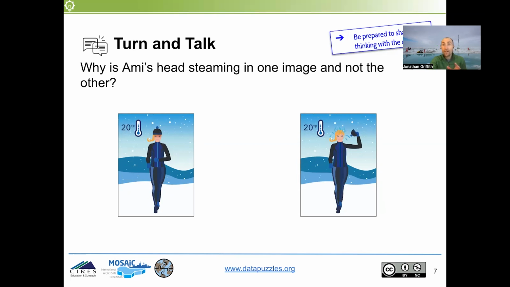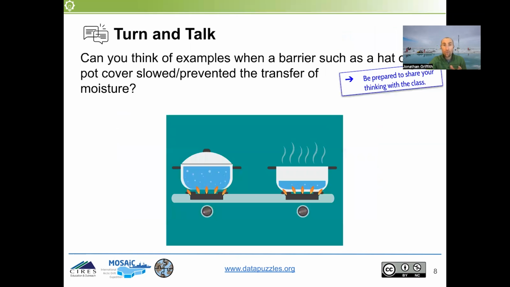We want to try to think of other examples now where having a barrier such as a hat, or a pot covering a boiling pot of water, might prevent the transfer of moisture. That's a key component of this data puzzle. So we've got the runner with the hat on, and we've got the boiling pot of water with the lid on. Those effectively are trapping moisture, but when you remove that hat and you remove that lid, moisture is able to escape.